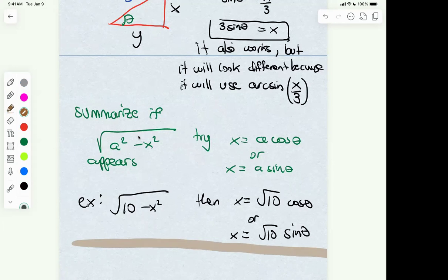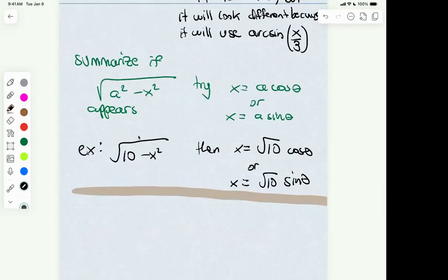Okay, here's another one. The nice thing about these substitutions is that the diagrams always work. If you do the diagram, that right triangle will tell you what to do. That's what's fun about this problem. So let's do this one.